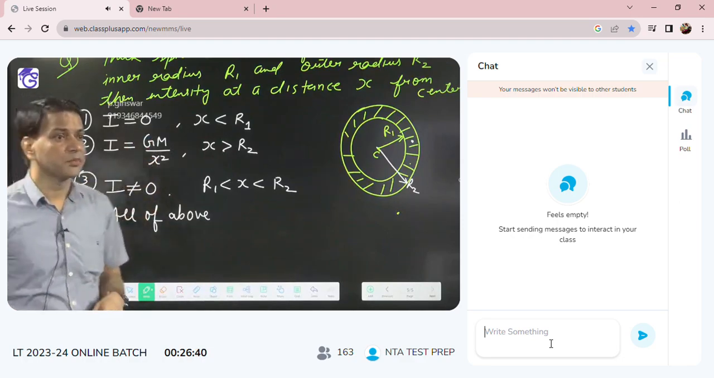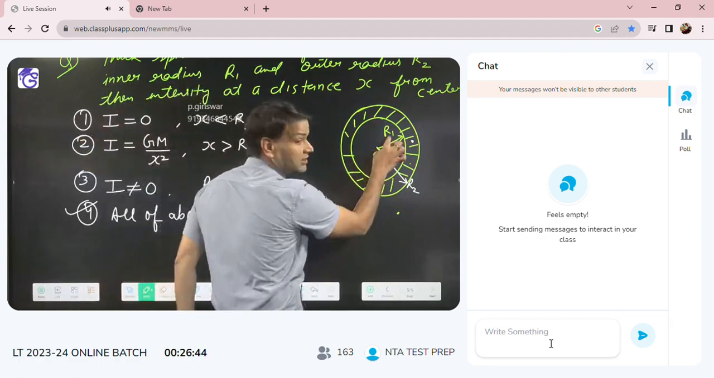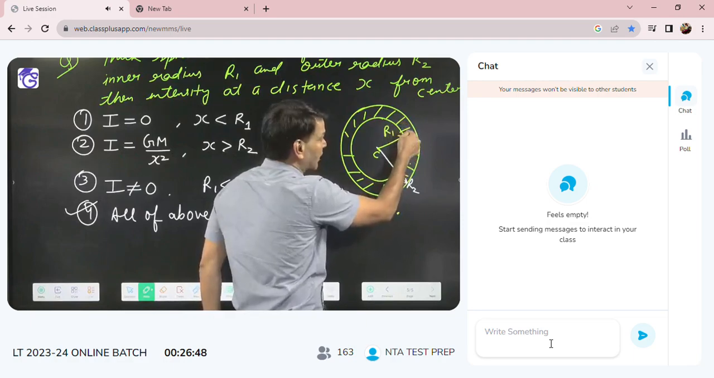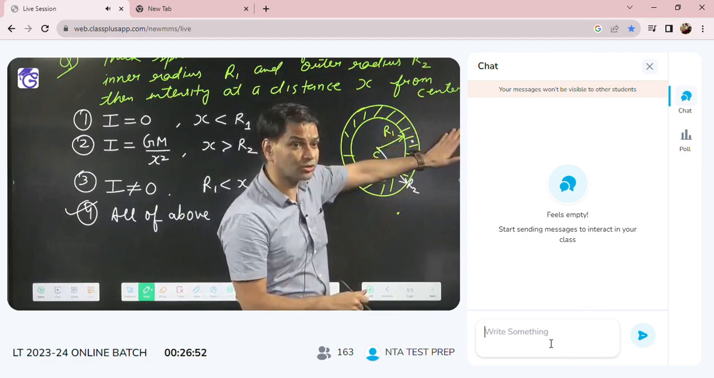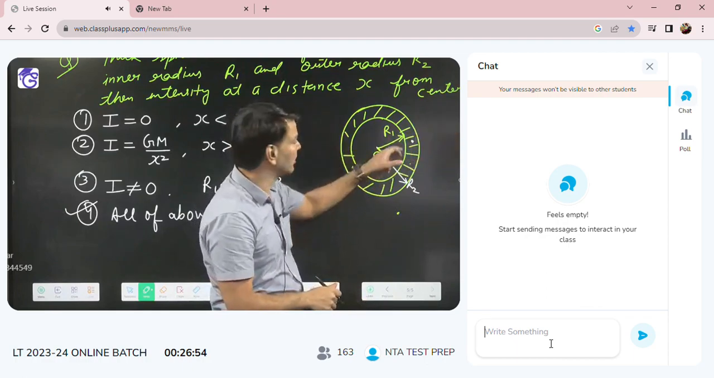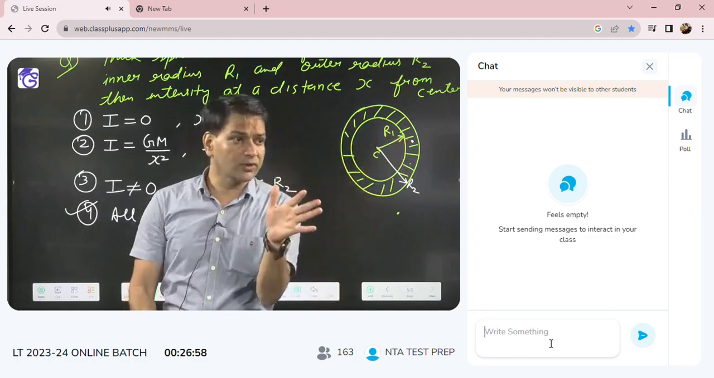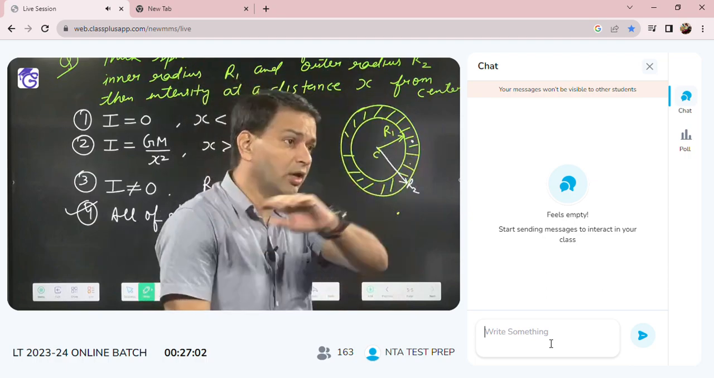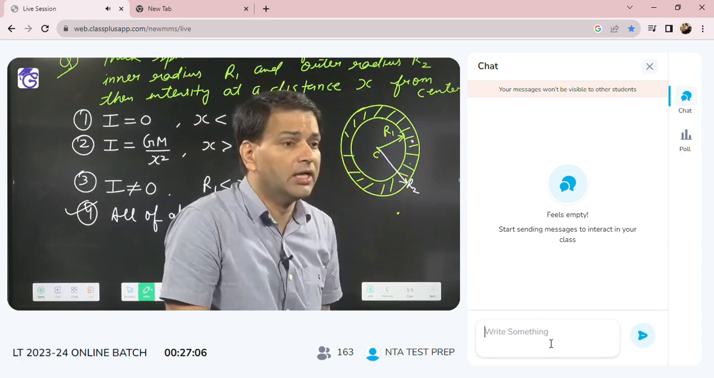Third option, more than R1. More than R1 means outside this hollow part. When you are outside this part but less than R2, you are not totally outside and you are not inside, you are somewhere in between. Greater than R1 but less than R2 means you are not going out of the shell and you are not going inside the shell, so you are somewhere in the thickness of the shell.